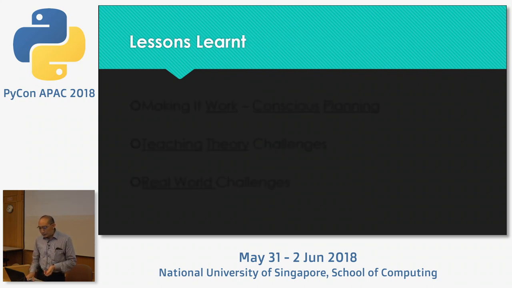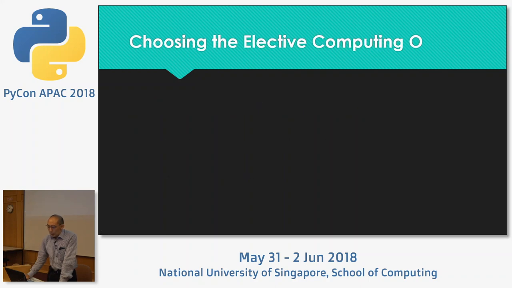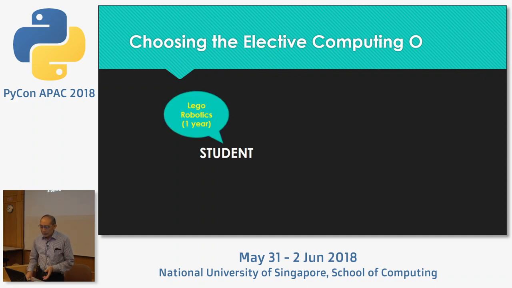Okay, my last slide. What have we learned throughout this whole period of 4 years? Okay, firstly, we discovered that to make all this work, it has to be done through a lot of conscious planning. Okay, now, when my students are trying to choose whether to do computing O level or not, we have designed a lot of things around them, all right?